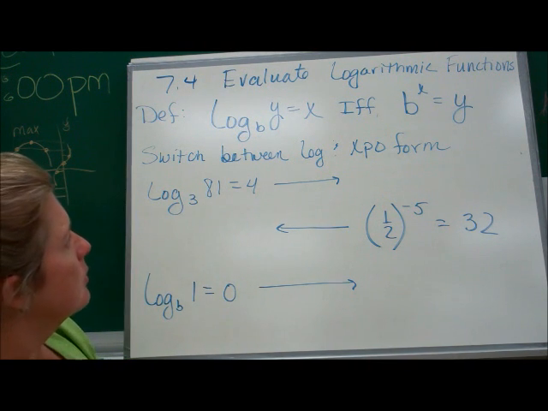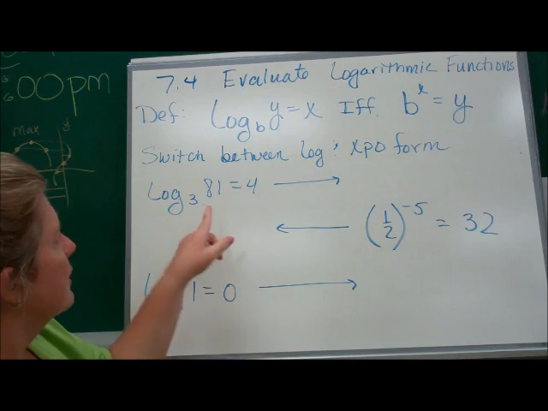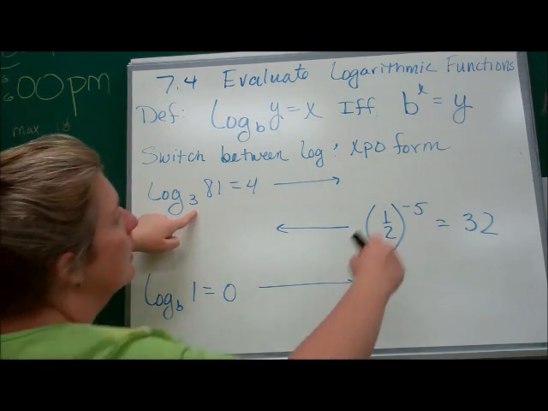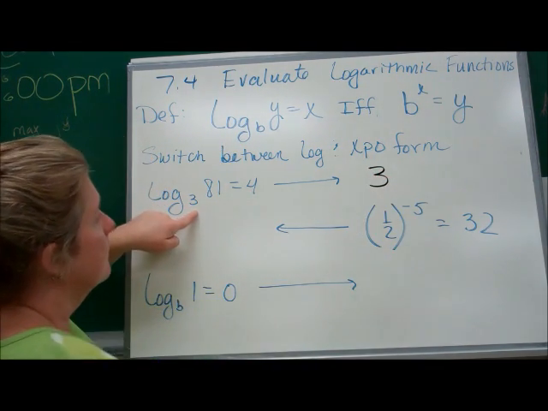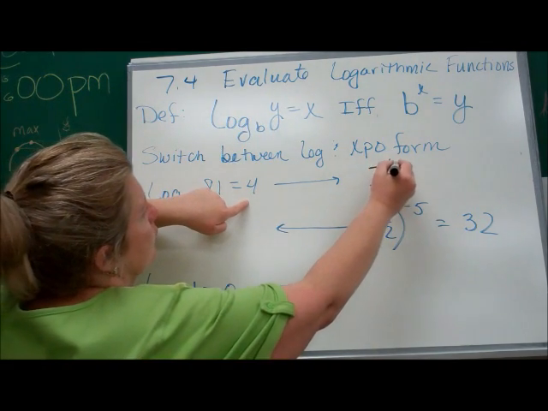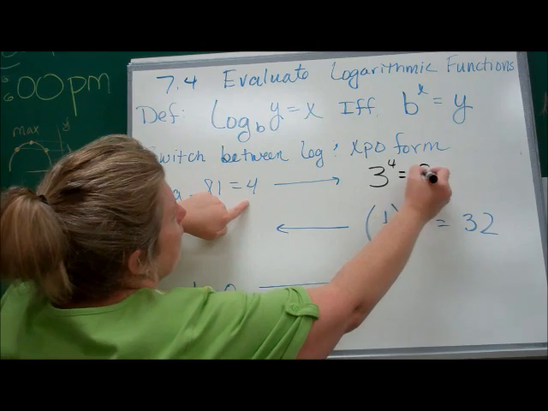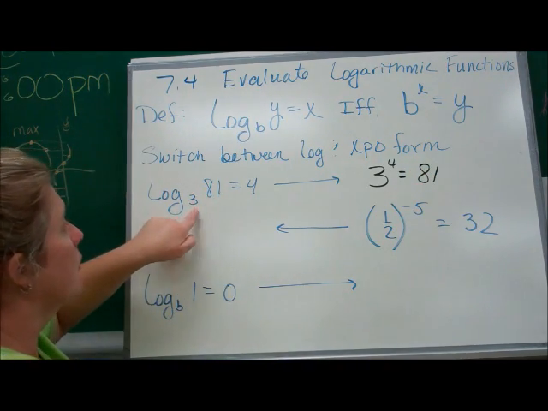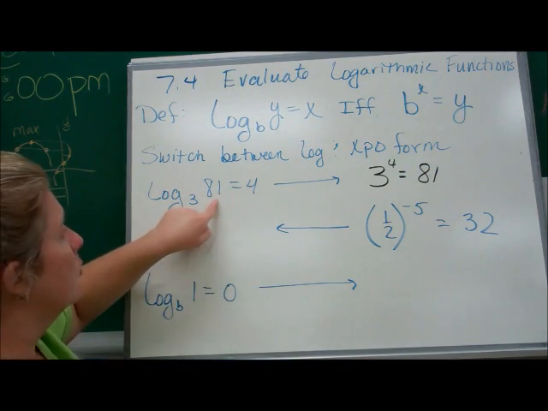If I want to switch that to exponential form, we start with the base. The base is 3, to the power 4, so 3 to the 4th power equals 81.